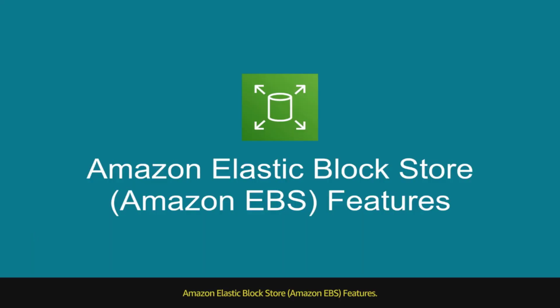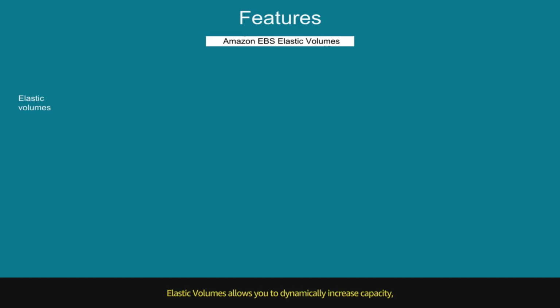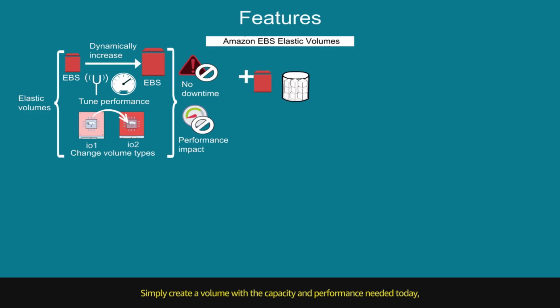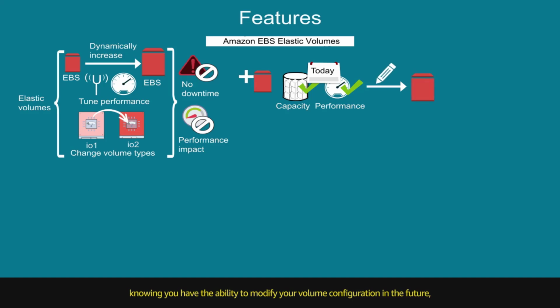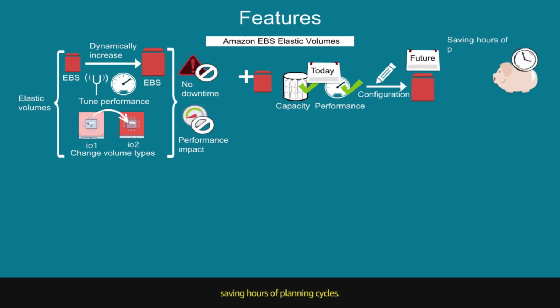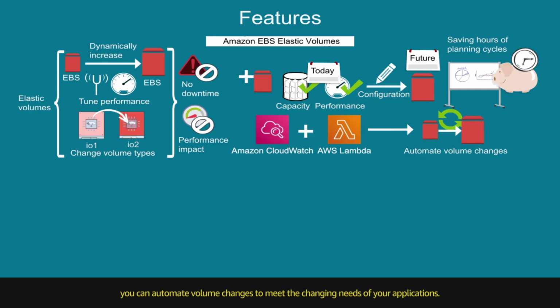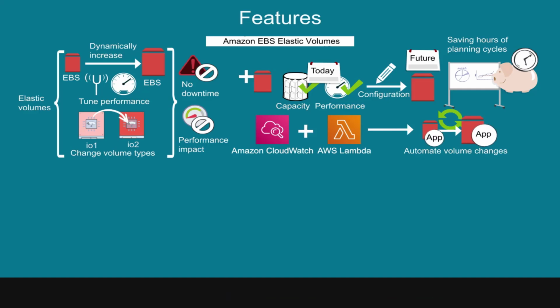or Amazon EBS features. Here are the key features. Amazon EBS Elastic Volumes. Elastic Volumes allows you to dynamically increase capacity, tune performance, and change volume types, with no downtime or performance impact. Simply create a volume with the capacity and performance needed today, knowing you have the ability to modify your volume configuration in the future, saving hours of planning cycles. By using Amazon CloudWatch with AWS Lambda, you can automate volume changes to meet the changing needs of your applications.